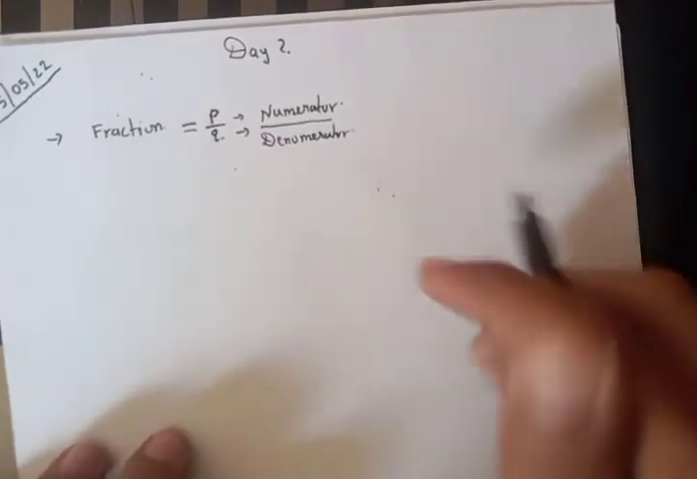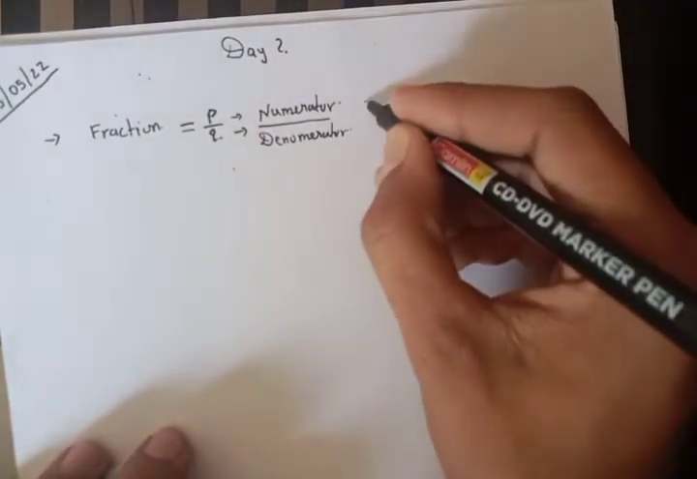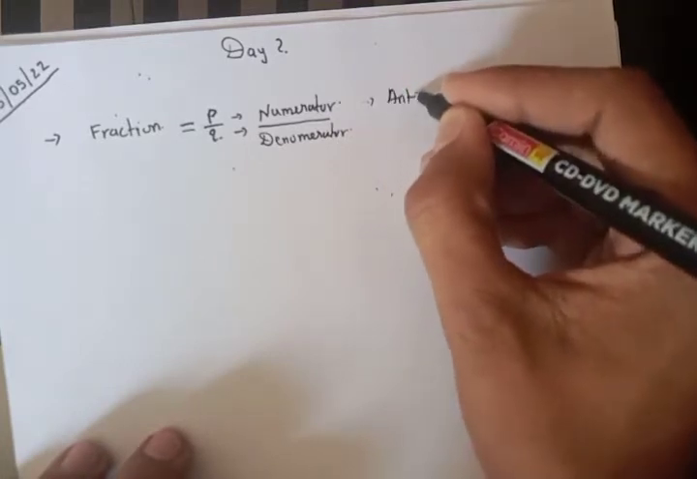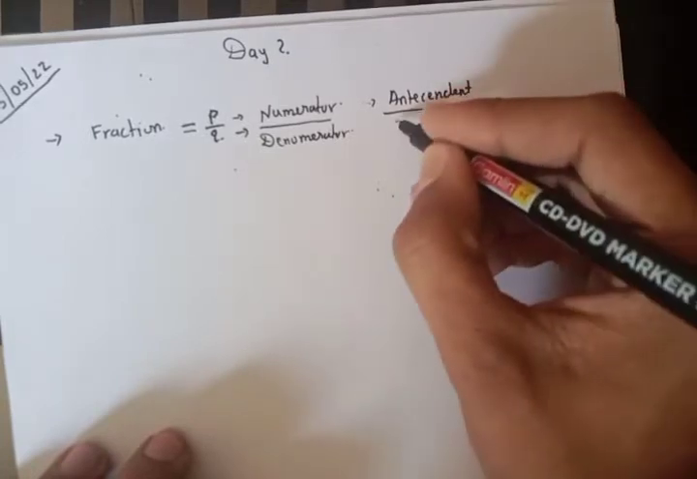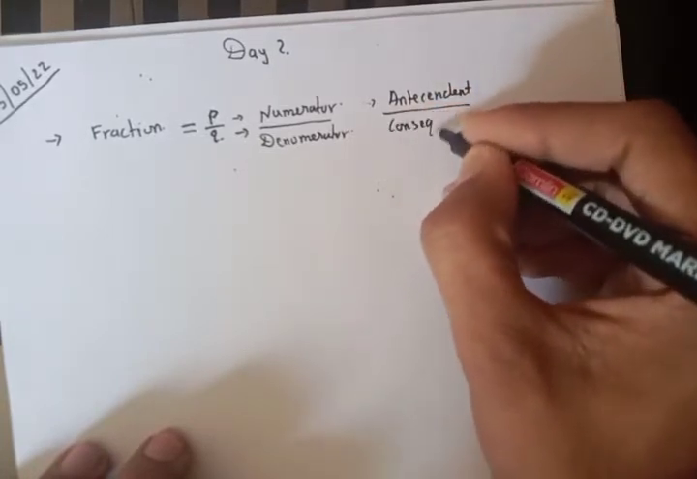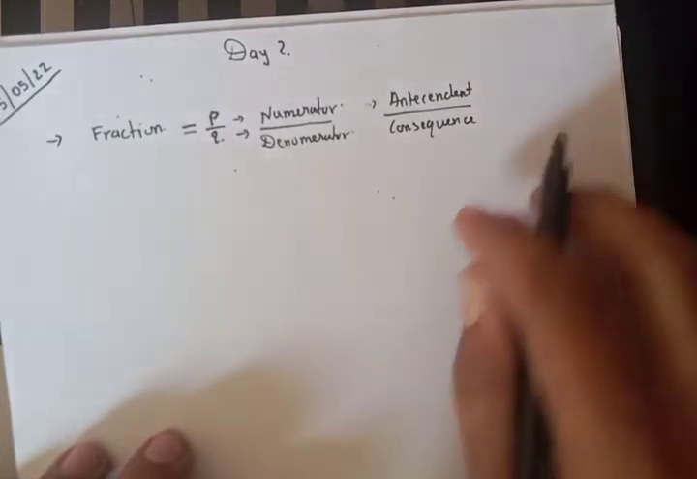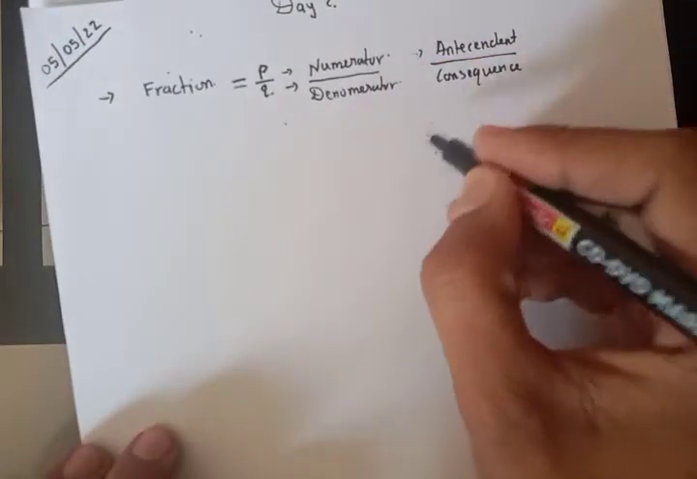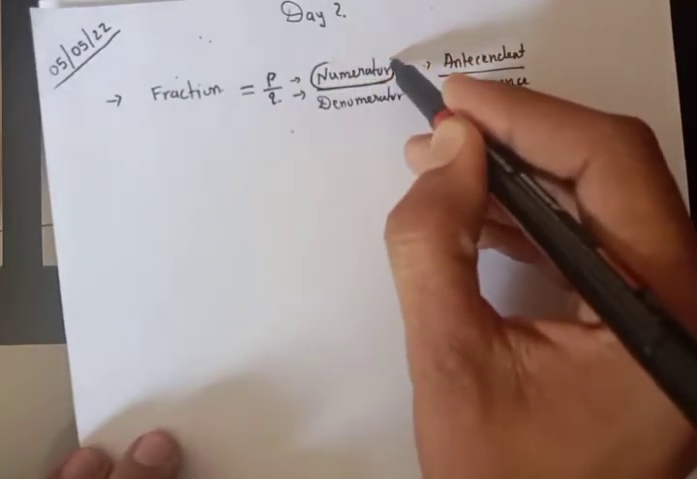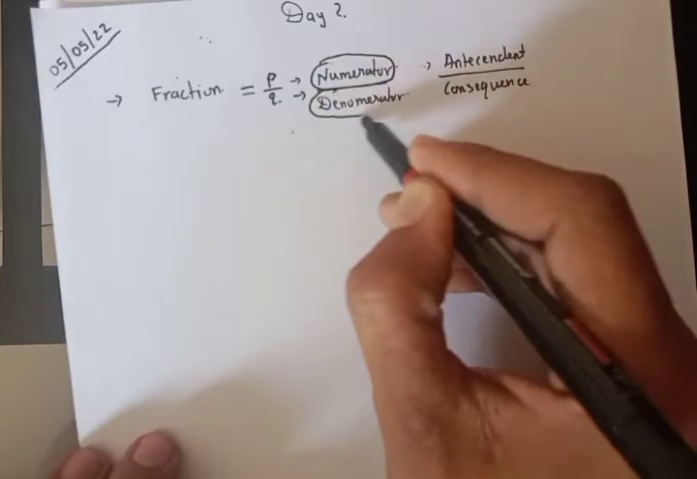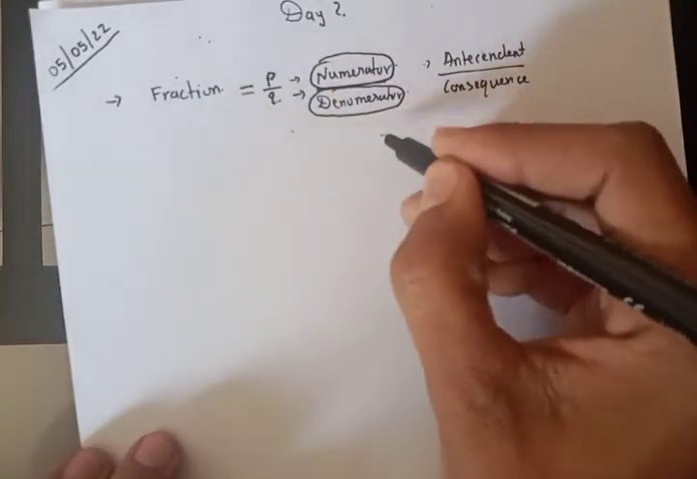In some textbooks, if you go for the CBSE and ICSE textbooks, instead of numerator they would use antecedent and consequence. Antecedent and consequence, right? Okay, so for our purpose we will use the words numerator and denominator. So now what is a fraction?